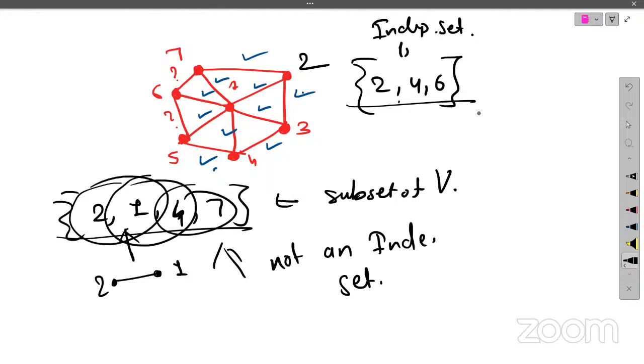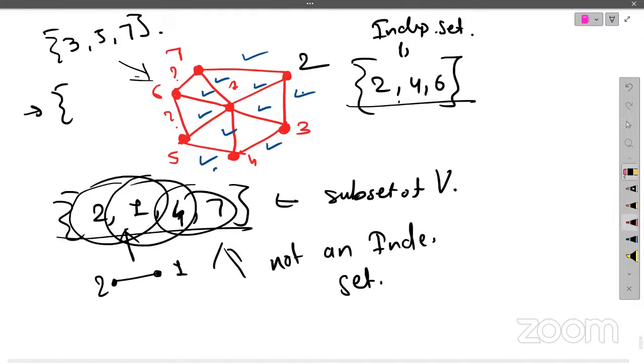What will be one natural independent set? Can you give me one natural independent set in this particular graph? 3, 5, 7. Yeah, correct, 3, 5, 7 is there. But what happens if I take just one vertex? I'll make a subset with one vertex. Let's take 7. If you take a single vertex, then this is also a subset. And here, since there is no other vertex, we don't have to bother about this particular situation.